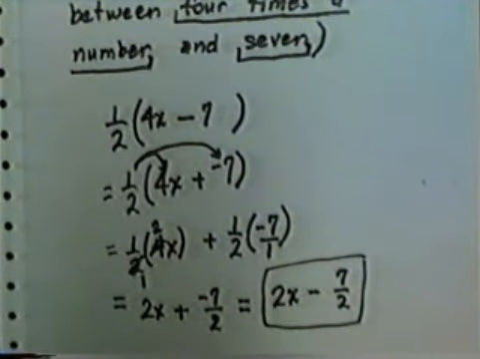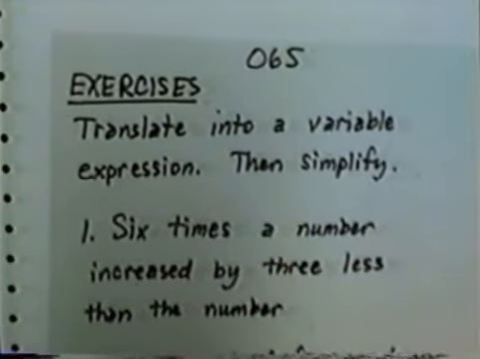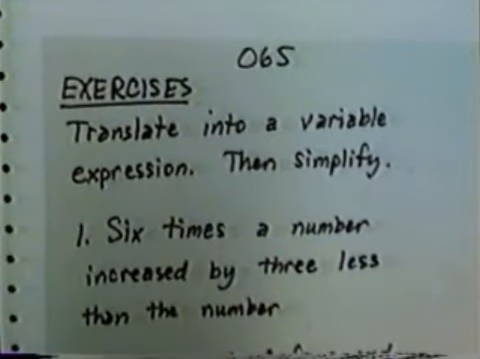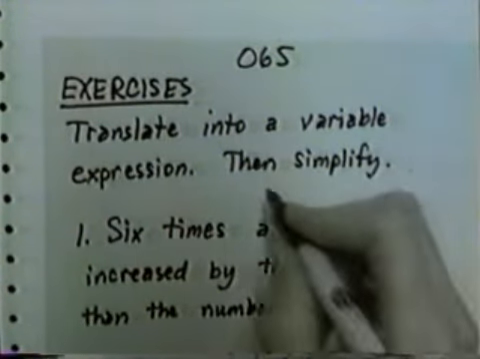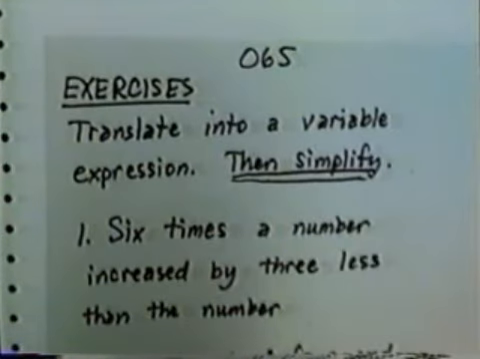Now let's do some exercises. Your instructions are just slightly different from the first group of exercises. The instructions say, translate into a variable expression, then simplify. Notice the difference is this sentence, then simplify. Be sure to simplify the results.